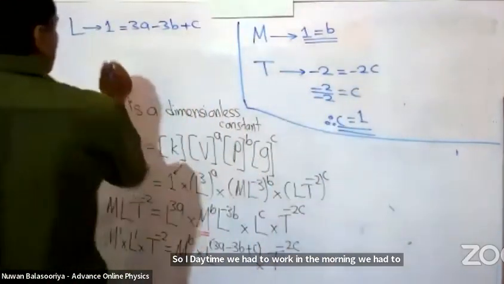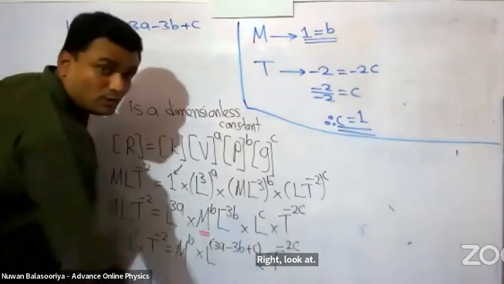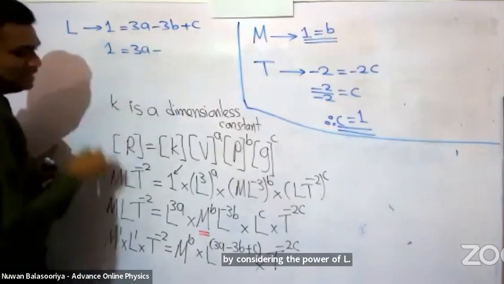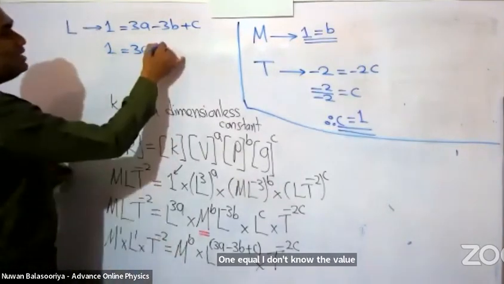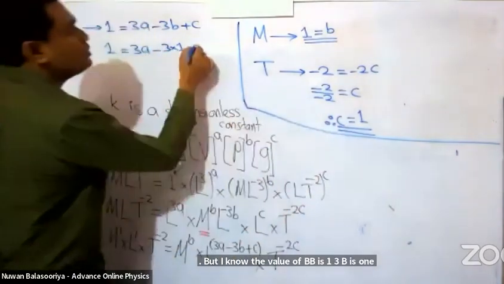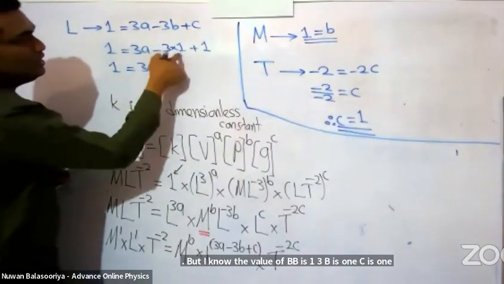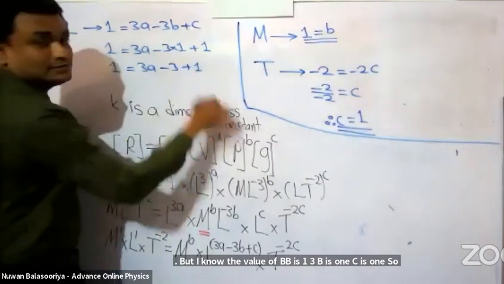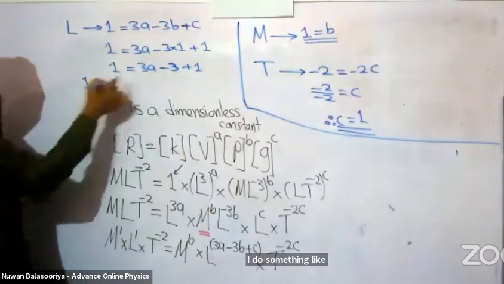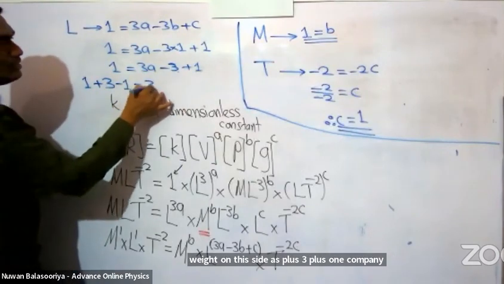Look at the board here. The power of L, I have written this by considering the power of L. 1 equals, I don't know the value of A, but I know the value of B. B is 1, C is also 1. So 1 equals 3A, 3 into 1, 3 plus 1. I'll take minus 3 to this side, minus 3 comes to this side as plus 3. Plus 1 comes to this side as minus 1 equals 3a.